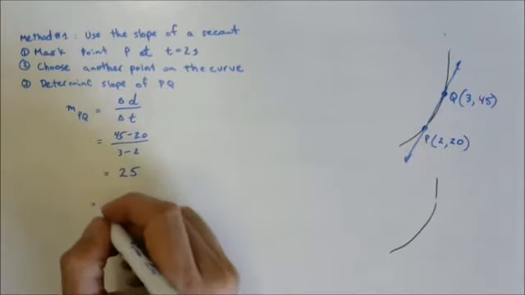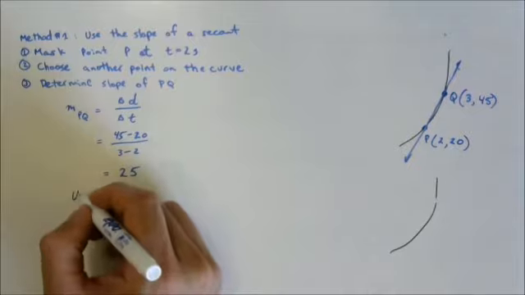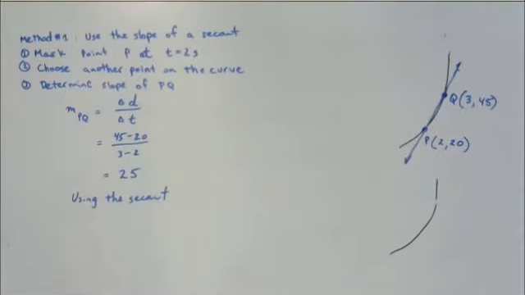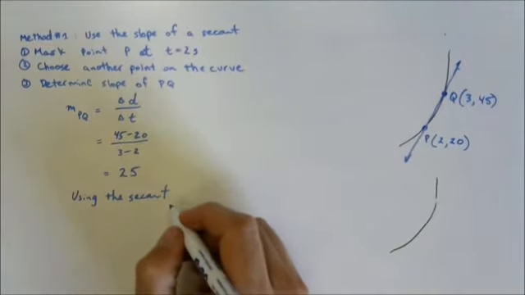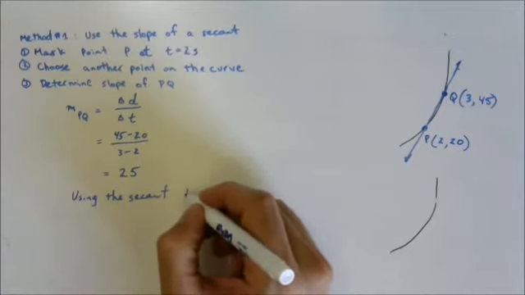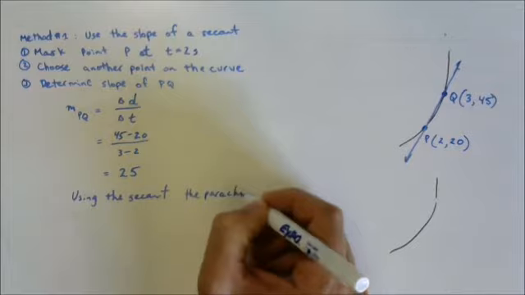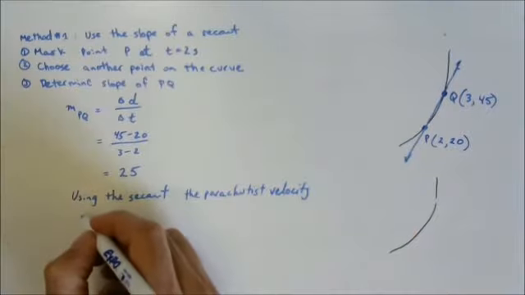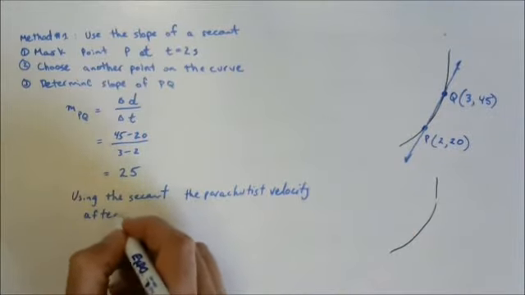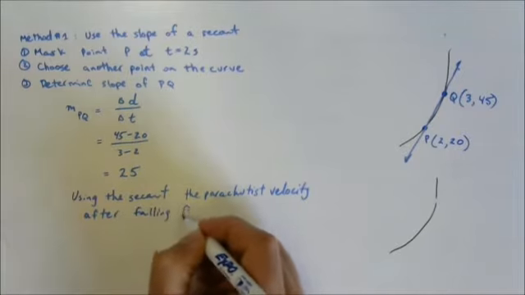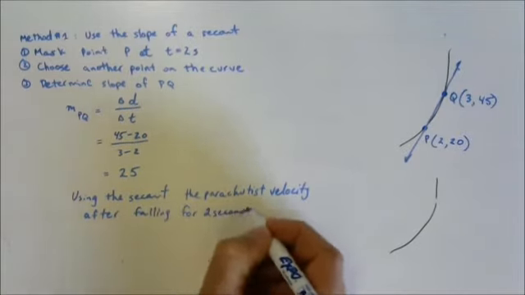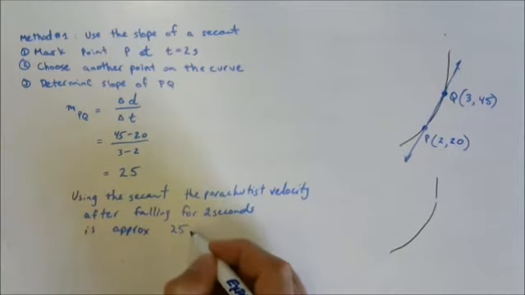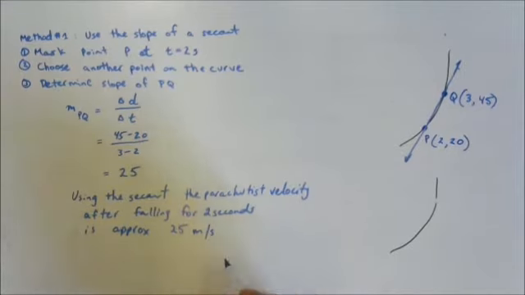which can be interpreted as, using the secant, the parachutist's velocity after falling for 2 seconds is approximately 25 meters per second.